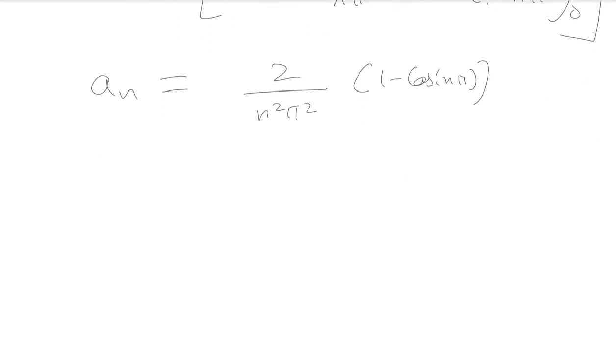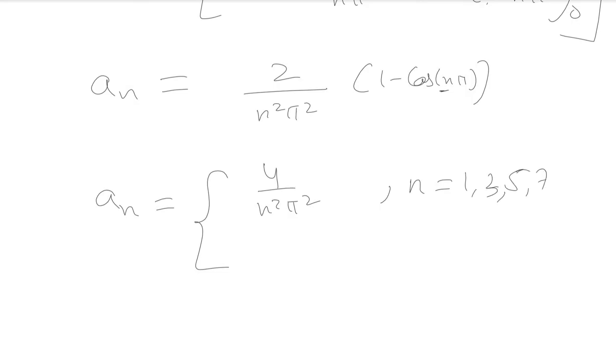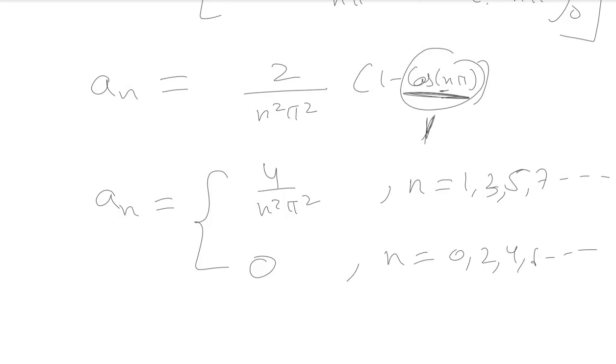If we further simplify this expression of a of n for odd and even values of n, first of all, for odd values of n, the expression will be 4 by n square pi square when n is an odd number. And for the even values of n, cos of 2 pi, cos of 4 pi will be 1 and that will cancel out, and the resultant will be 0 for even values of n only.